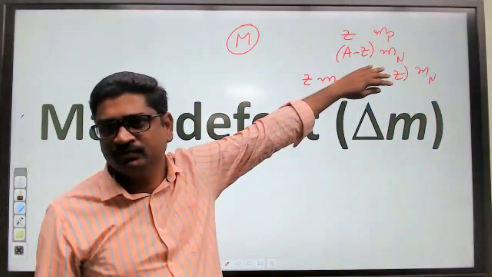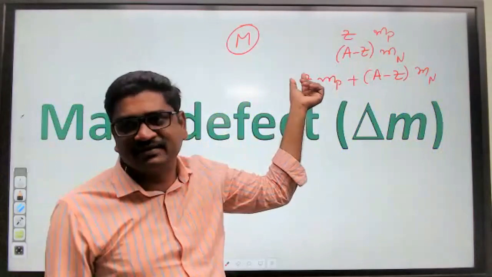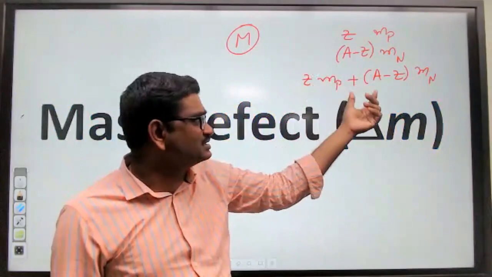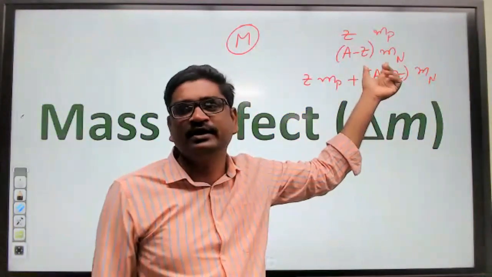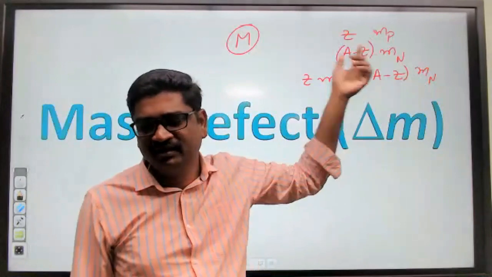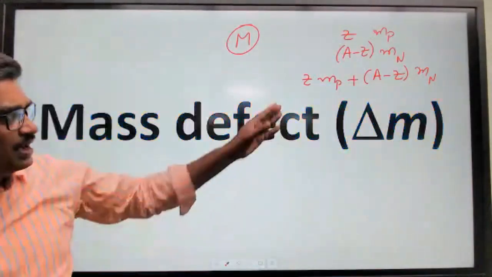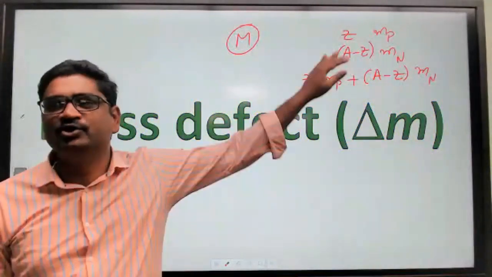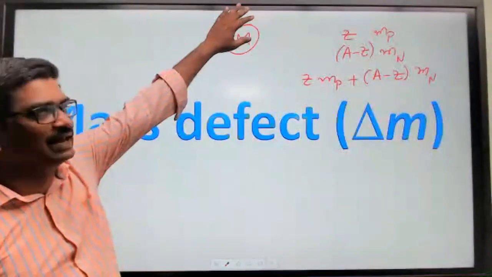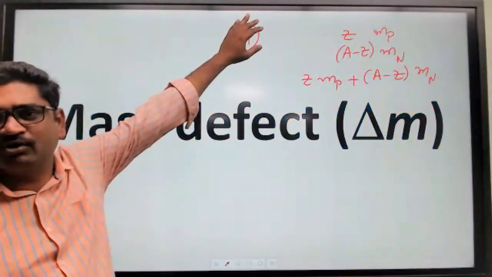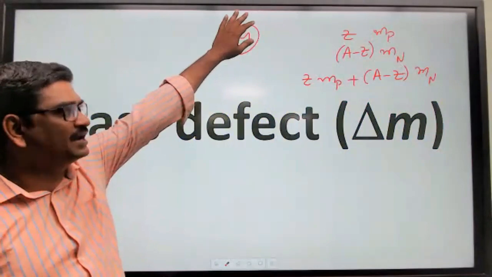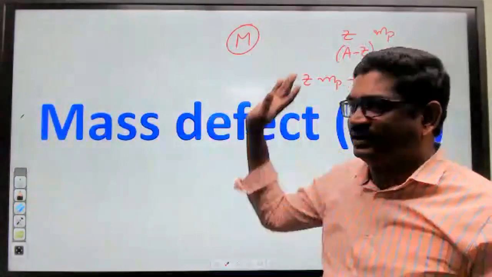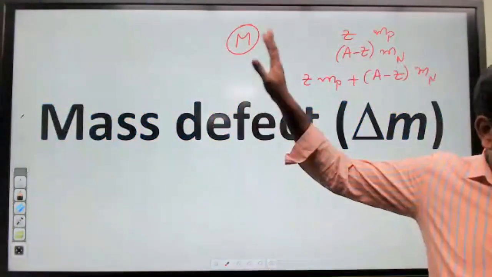The nuclear mass can be written as the number of protons Z into the mass of each proton, that is the total mass of protons. Similarly, mass of neutron into A minus Z is the total mass of neutrons. If you add these two, you get the mass of the nuclei. Originally, each nucleus has a mass. Hydrogen has a mass, helium has a mass, represented by capital M. But this one is calculated, and that one is the fixed one. So we calculated it like this.